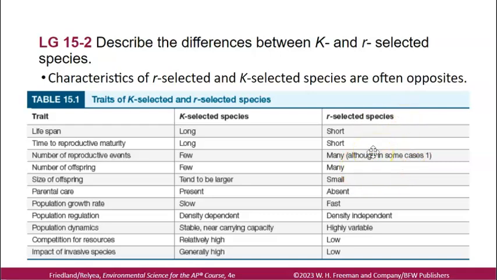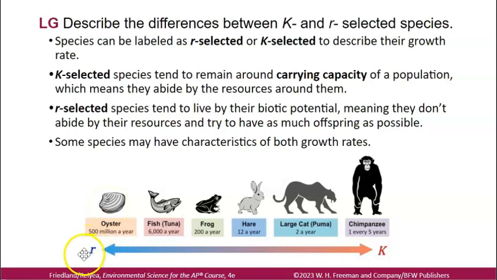Now, there are some species that fall in between, so there's a continuum here. Let's take a look at the continuum. Down here in this picture, on this side of the image I have R, and this side we have K. So there's a continuum. Like a rabbit is kind of in between. It's more R than K, but not as much as an oyster that produces 500 million eggs in a year. And this tuna fish produces 6,000 eggs in a year. So there are extremes on either end. Some species fall in between.